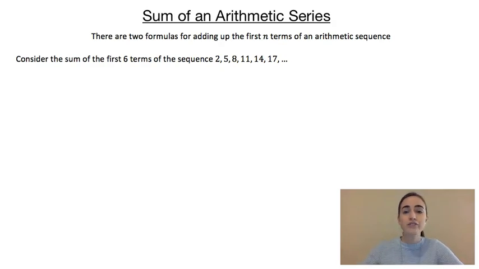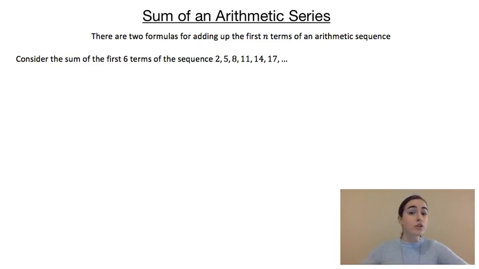In this video, I want to have a look at how we can find the sum of a given number of terms in an arithmetic series. There are two formulas for adding up n terms of an arithmetic sequence, and they're both on your formula sheet. Really, they're the same formula, just rewritten in a different way, but we'll have a look at both of them.